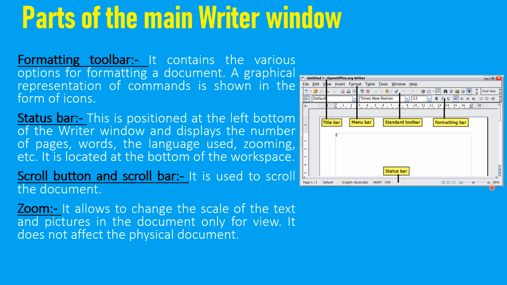This option allows you to change the scale of text and pictures in the document only for view. It does not affect the physical component. It means if you zoom in on a particular document, then it will not affect the document. It is available in its original form.